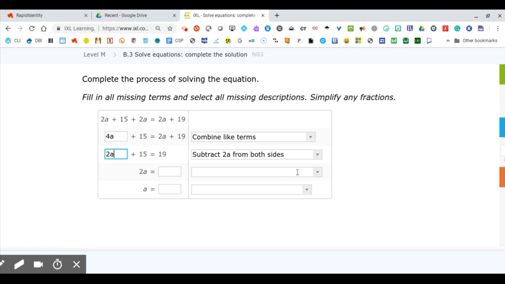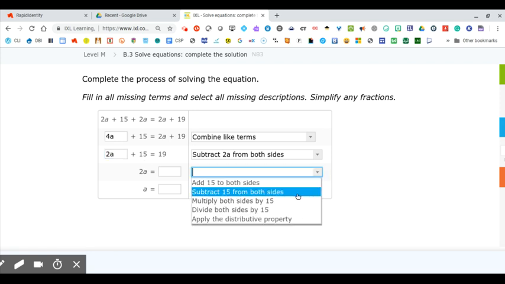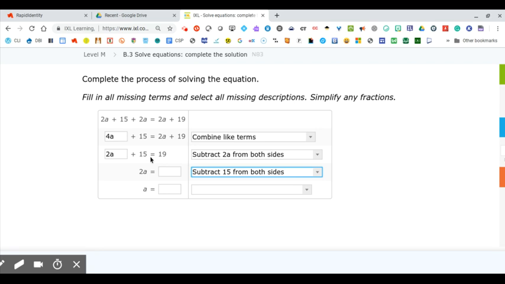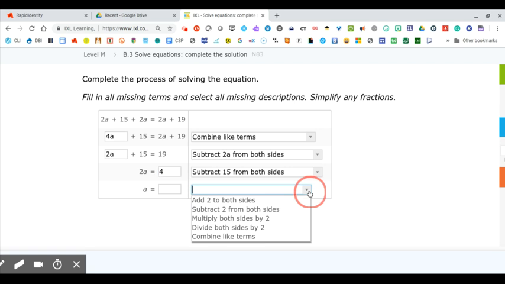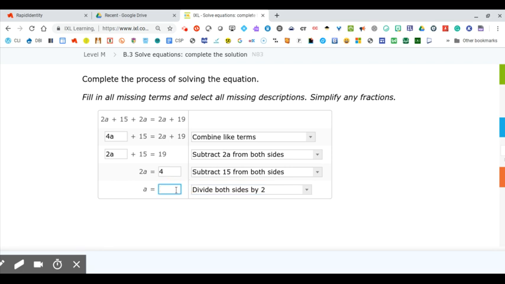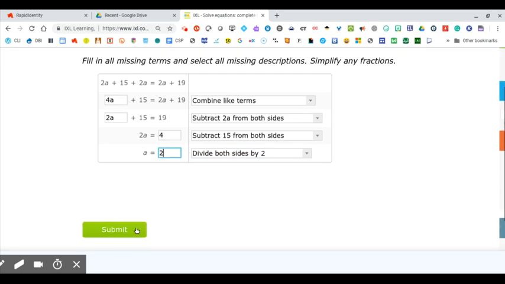And then you're going to subtract 15. Remember, inverse operations. So minus 15. So 19 minus 15 is 4. And then you're going to divide it by 2 because that's multiplication. You're going to do inverse operation. So you have 2. So now it's your turn to do it.